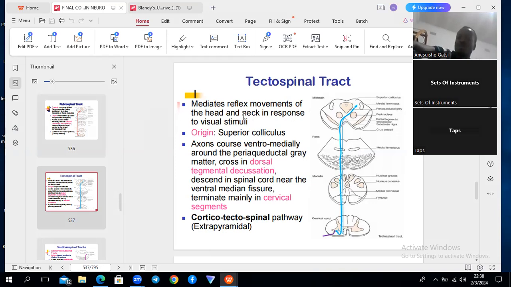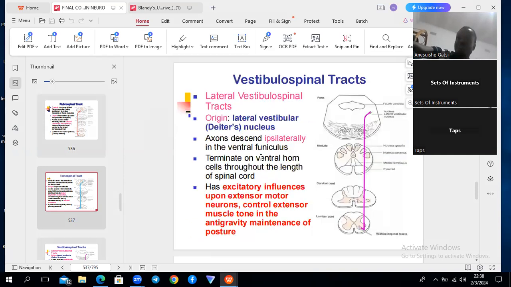responses of the head and neck to visual stimuli plus sound. Sound is not written there, but it's also there. Right? I adopted these slides from someone else, they're not mine. Right? So tectospinal, rubrospinal, then there is vestibulospinal. Remember I said vestibulospinal is from the lateral vestibular nucleus, also known as the Deiters' nucleus. Right?